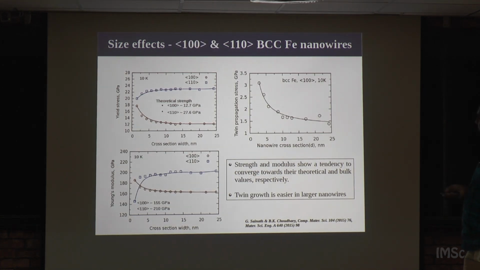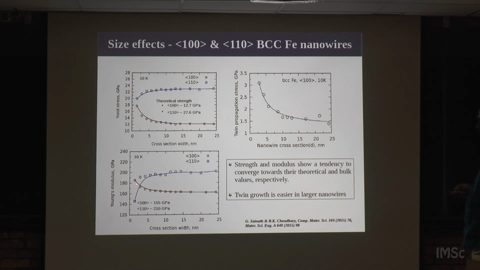Now, how the strength varies with size and how the modulus varies. As you can see here, in the 100 orientation where twinning was dominant, the yield stress, where the defect nucleated, the peak of the stress-strain curve, decreases with increasing size. In the 110 orientation, where the deformation was due to dislocation slip, the yield stress increases marginally in the beginning and then saturates to a constant value around 23 GPa. The same behavior is seen in the Young's modulus, and this is close to what we have seen in bulk single crystals of these orientations, 155 GPa and 210 GPa. So, the Young's modulus shows a tendency to approach the perfect one.